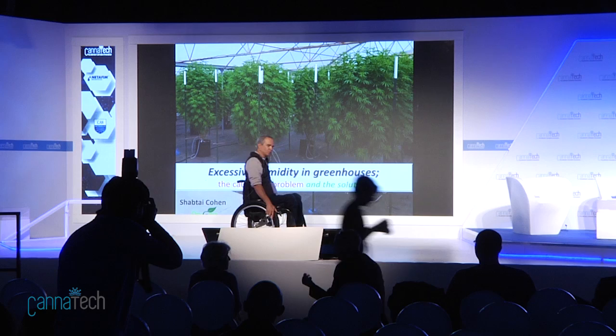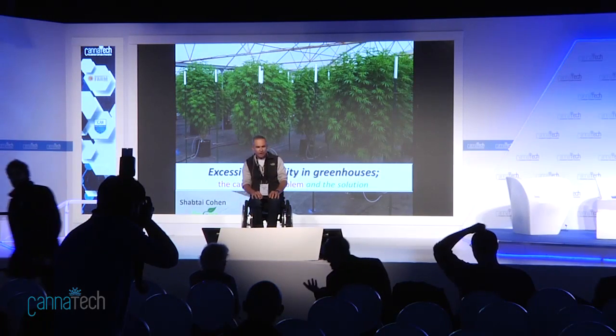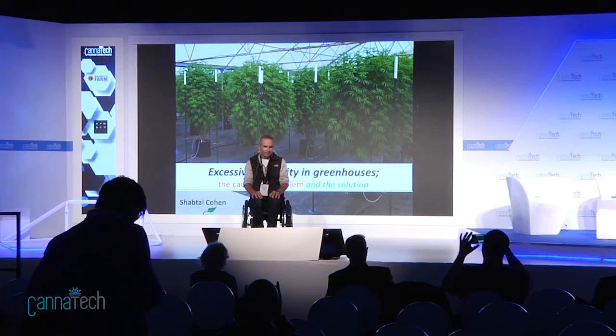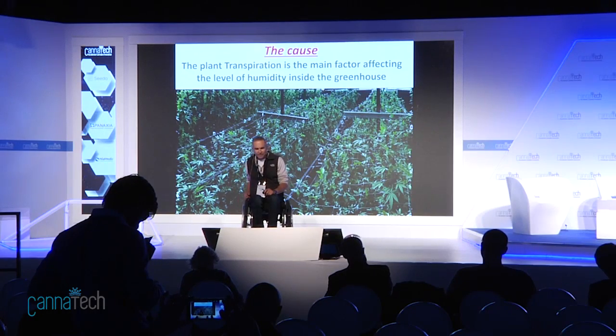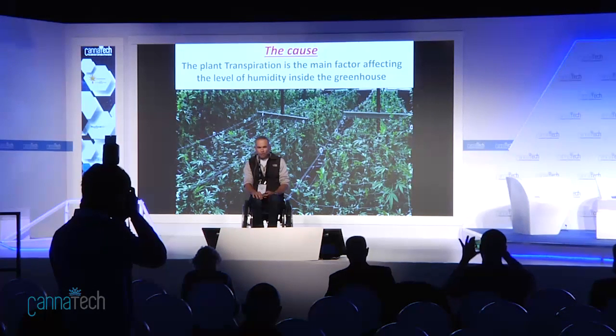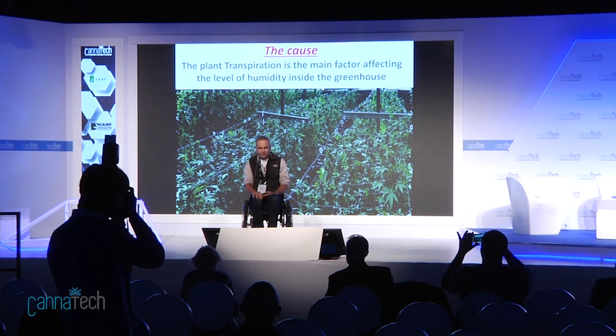I want to speak today in this presentation about excessive humidity in greenhouses: the cause, the problem, and the solution. Plant transpiration is the main factor affecting the level of humidity inside of the greenhouse. As you see, there is a huge amount of leaves per area, and all these leaves are transpiring.